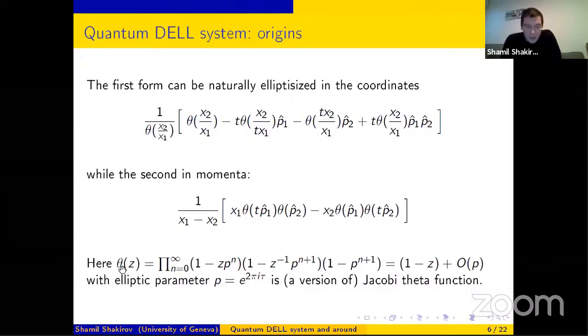So once again, this theta function is an exponentiated notation for the Jacobi theta function. I write it's a version of the Jacobi theta function, because there is a second version, which we are going to need shortly. Indeed, you can see that this formula is nothing but a triple product formula for the Jacobi theta function. So here Z is the exponentiated argument, P is the exponentiated modular parameter.